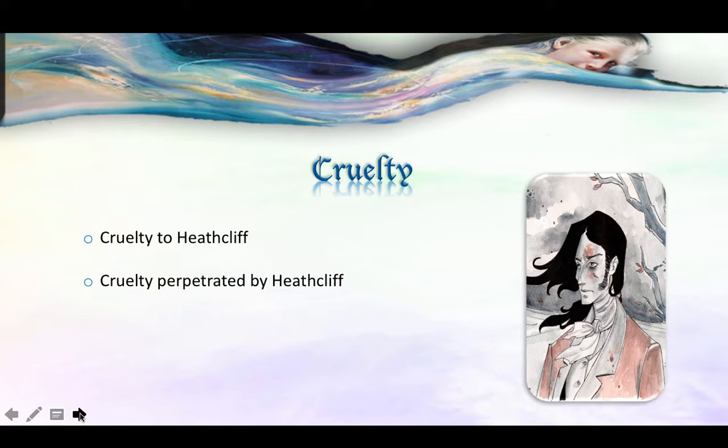That couple has a very sickly son that he then marries off to Catherine and Edgar's daughter just in order to gain control of Thrushcross Grange and everything that the Lintons own. And as we mentioned, he sees everyone around him as a distraction in his search for Catherine's ghost. So he's cruel to his son, to Catherine's daughter, and, we also learn, to Hindley's son.